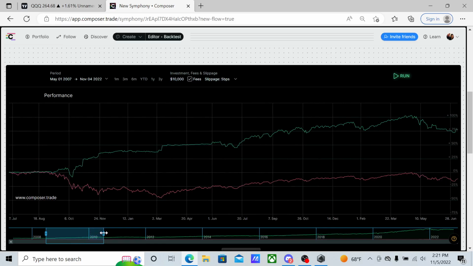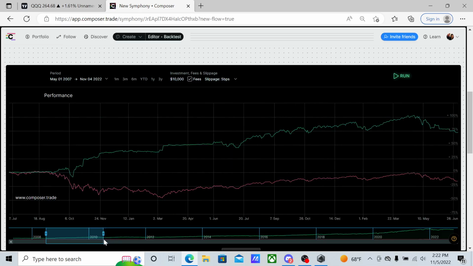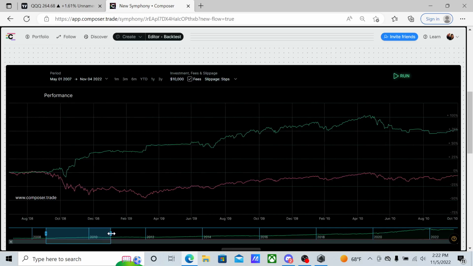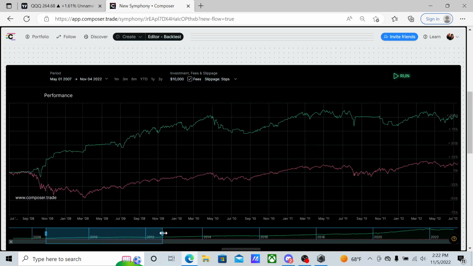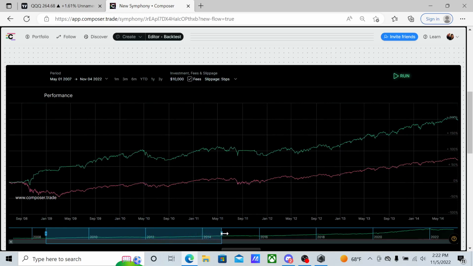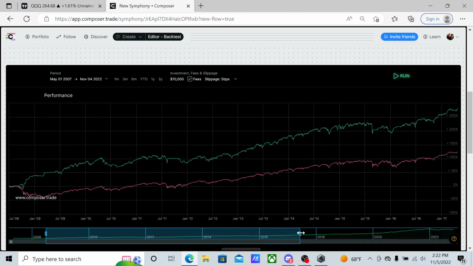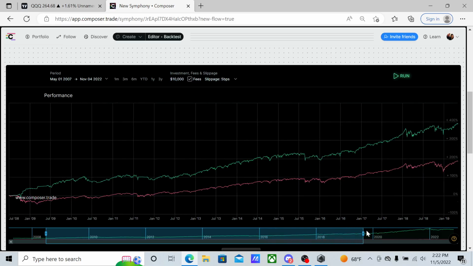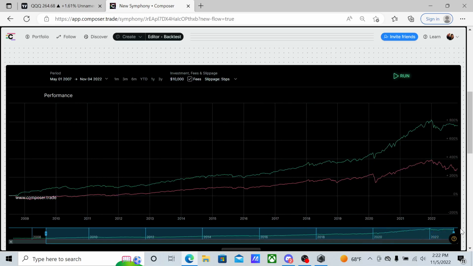The biggest thing to me is that by buying the dips, your buy and hold is most likely never going to catch up after a market crash. It's just not going to. And you can see that play out here. So it never caught up.